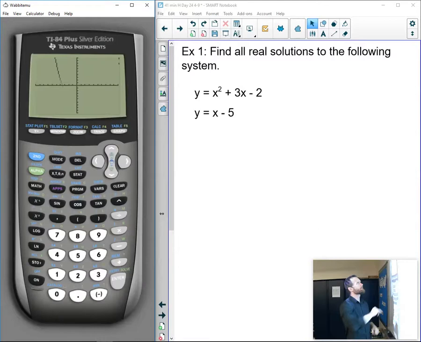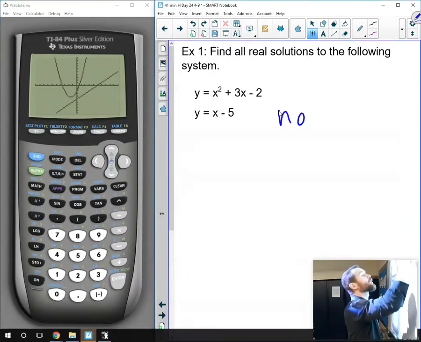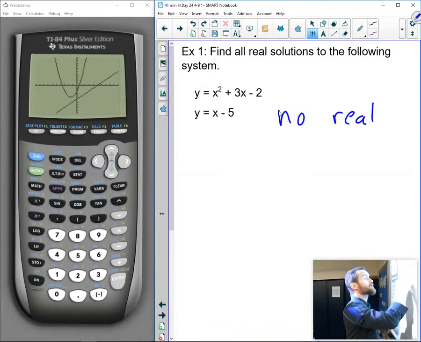Here we hit graph. And let's see what we're looking at here. There's our quadratic, and there's our linear. Oh, and hopefully right away you're noticing there's no solutions here, at least no real solutions, because there's no intersections.